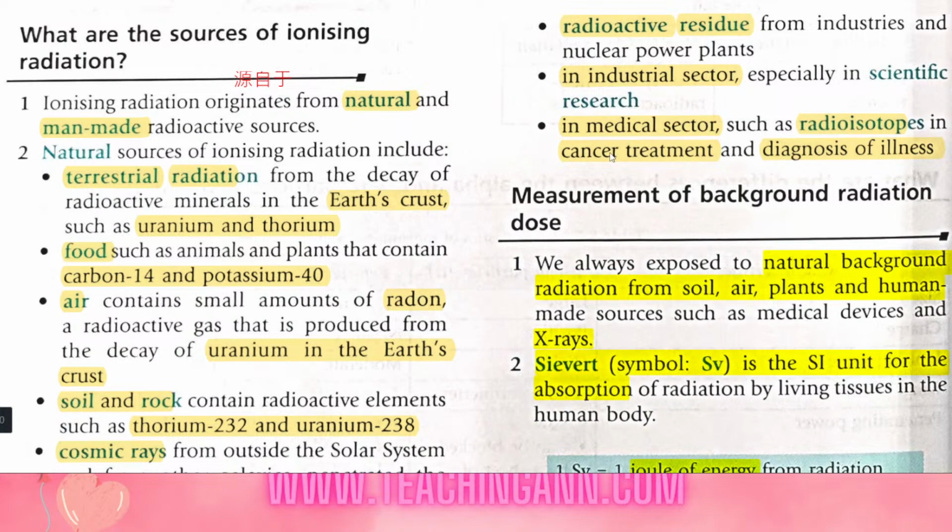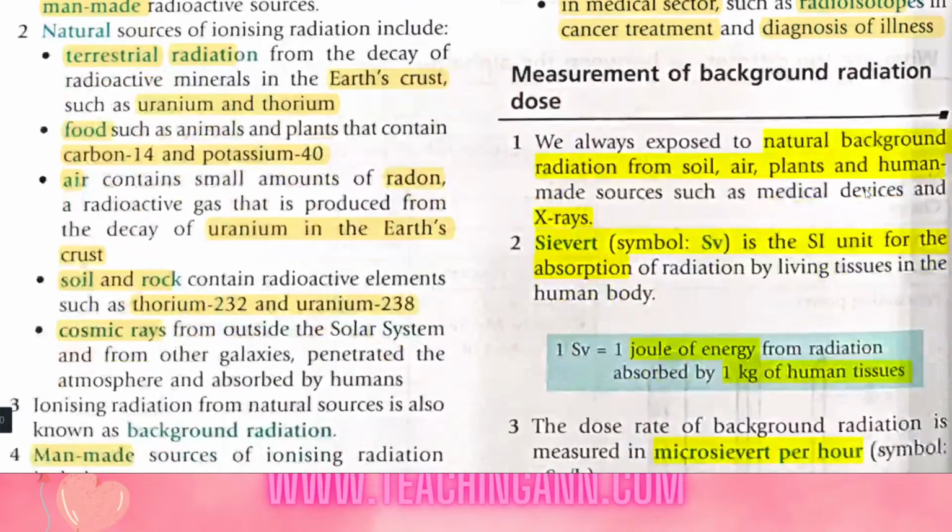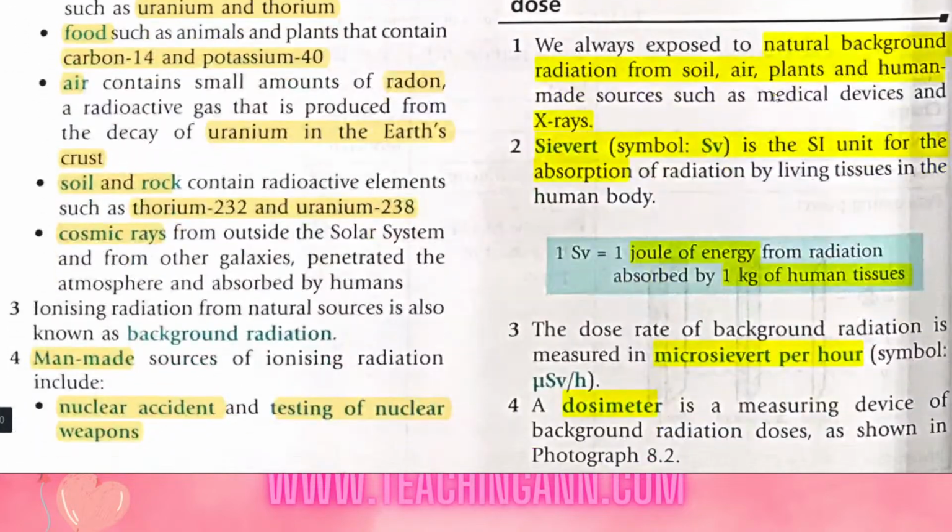This one you all know, right? They will inject the isotope into the body. Why? Want to kill the cancer cell. Yes, they're trying to kill the cancer cell. Or maybe the diagnosis of illness. Now, measurement of background radiation dose.